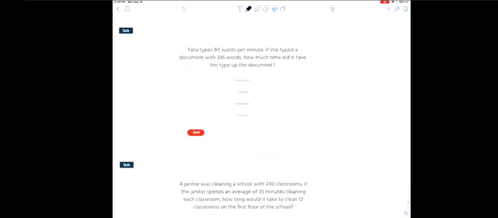Now remember, we're splitting up the rate. When we find the rate, we're going to split it up into our fractions. So let's read the question first. Talia types 84 words per minute. That's her rate. Let me underline that. If she typed a document with 336 words, how much time did it take her to type up the document?